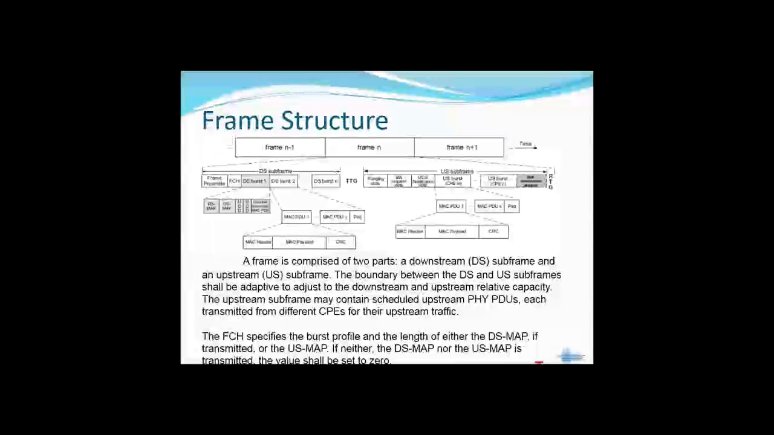If we go deep inside each frame, we can see that a frame is comprised of two parts, a downstream subframe and an upstream subframe. Each frame will transmit a frame control header or FCH packet, which is followed by the DS map, then the US map, then the UCD and DCD packets. And as you can see here, this is the TTG, that is the transmit receive turnaround gap. This is the amount of time which allows the CPEs to switch between receive mode and transmit mode.